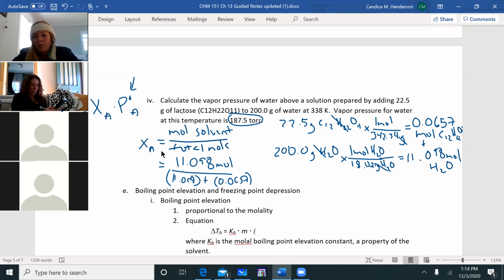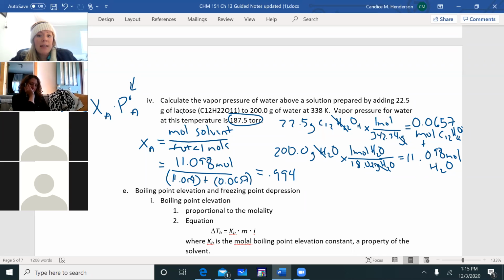Just double check. 11.098 divided by the 11.16. Okay, and we get a mole fraction that's almost, it's almost 100%, right? It's 0.994. Okay, it's almost 1.